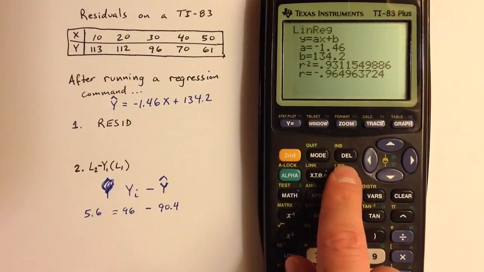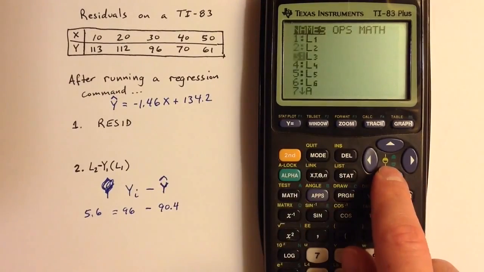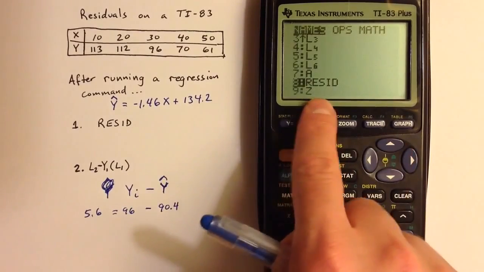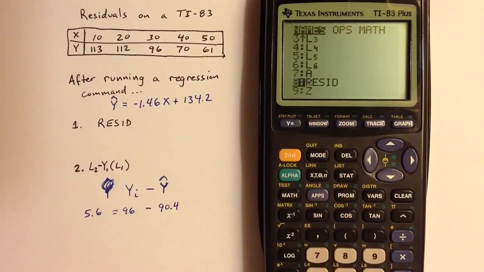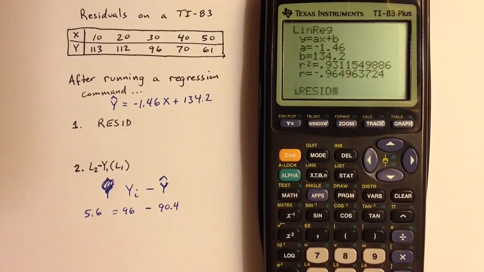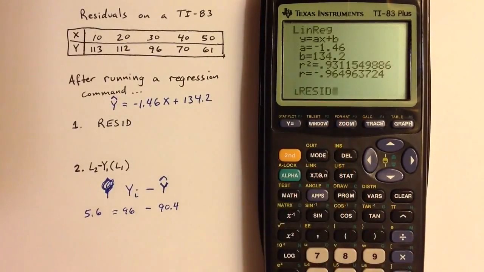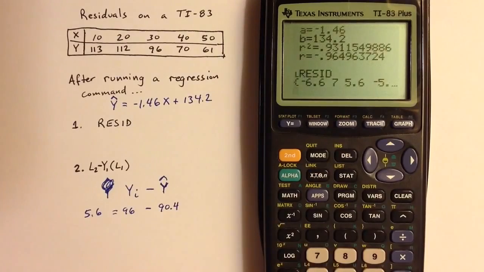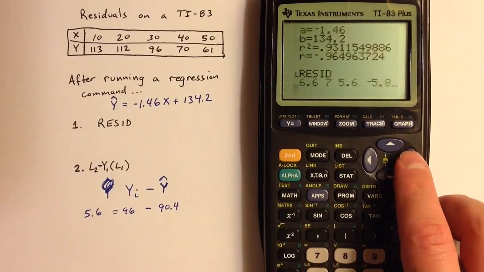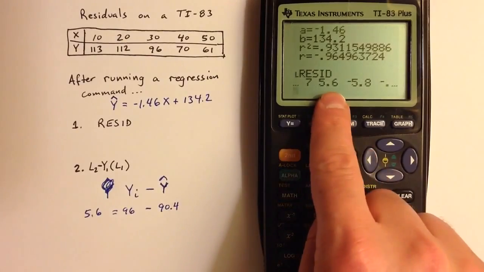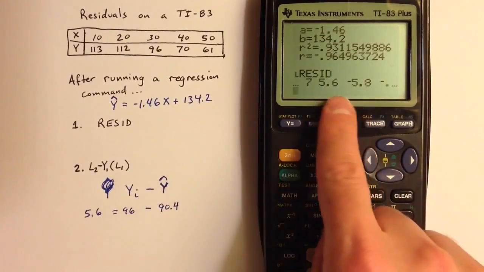And then go to the List command and go down to option 8 on this calculator. On some calculators it might be option 7 under the Names tab, and I can see the residuals. So this is the list of residuals. If I hit enter, it'll display those values. I can use the arrow keys to look at the different numbers. We see 5.6, the value that we just calculated, is there.